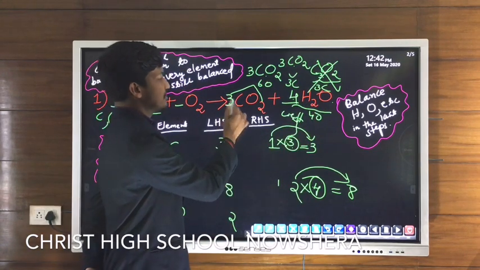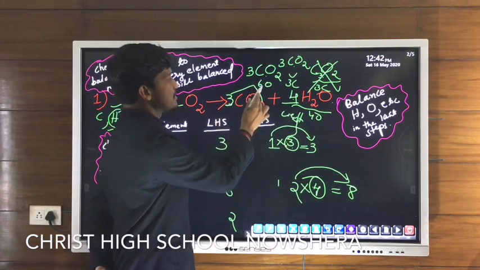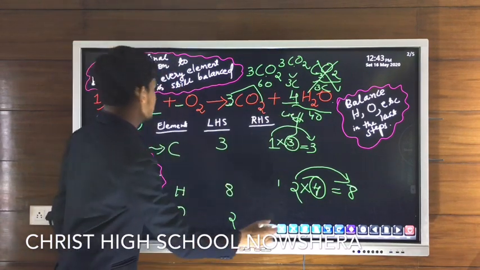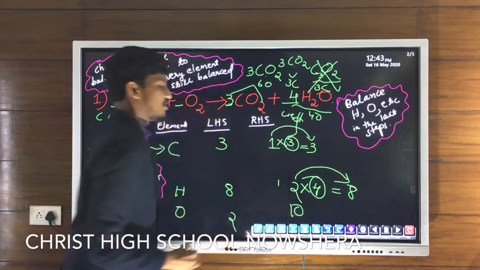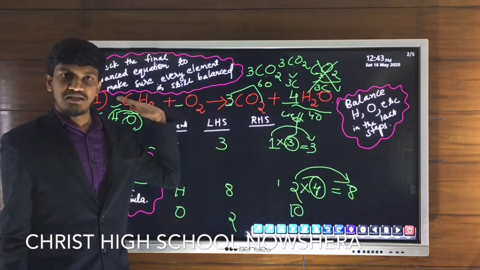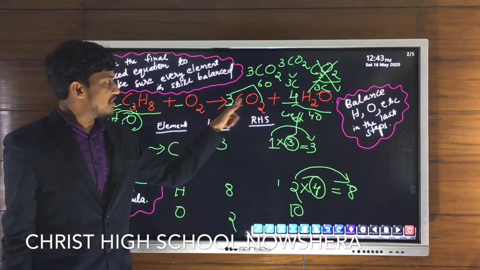And from 3 CO2, how many oxygen atoms? 6 O. So total 6 plus 4, 10 oxygen atoms. So 10 oxygen atoms. Is it clear? Because oxygen atom is in both the products. From 3 CO2, how many oxygen?